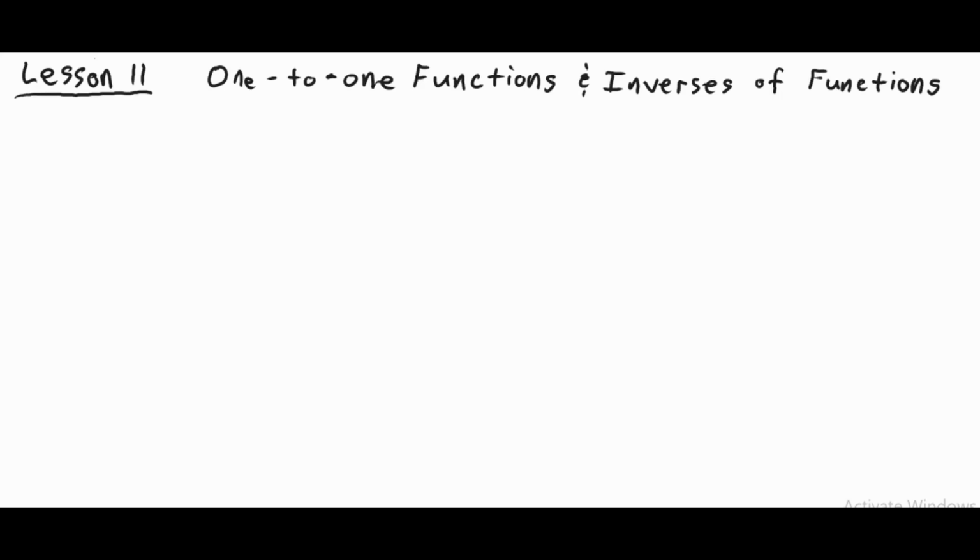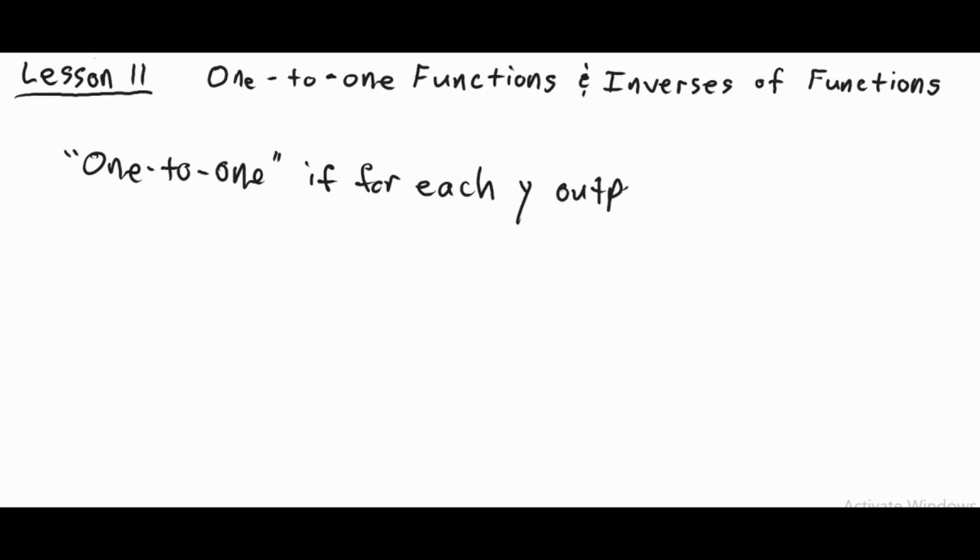Okay, in this lesson, we're going to look at what are called one-to-one functions and also inverses of functions. So a function is called one-to-one if for each y value, output value, there's exactly one input value.